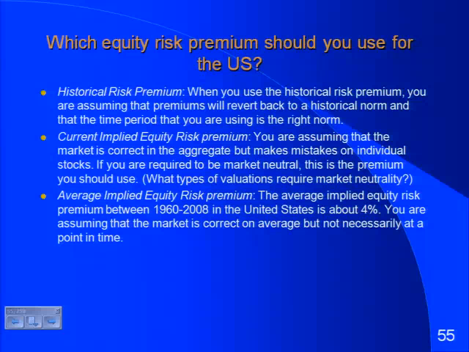So if you feel uncomfortable locking in today's premium as your premium forever, lock it in at least for the short term and then start moving the premium down to 4%, but don't let it happen immediately because I don't think that's going to happen. That's not realistic. So any questions on how you make this choice? Historical, you're assuming reversion back to history. Current, you're assuming the market today is fairly priced and you just have to value the company. The average, you're assuming that the market is right on average, but it can be wrong at individual points in time. And you can split the difference by going with the current for the short term and moving towards 4% in the long term. Okay?